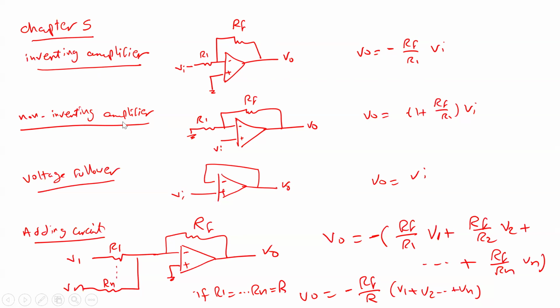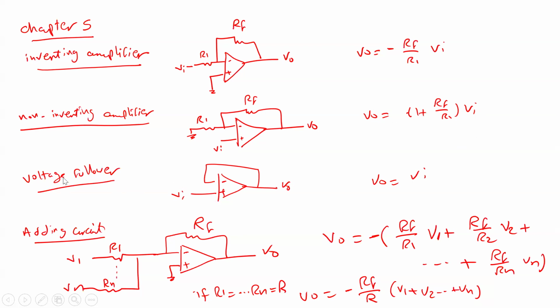The non-inverting amplifier is almost the same as the inverting amplifier, but look at the difference between them. V input is here and ground is here, so I just switched these two. Here it's ground, here it's V input. By doing that, the relation between output and input is V output equal to 1 plus Rf divided by R1 times V input.